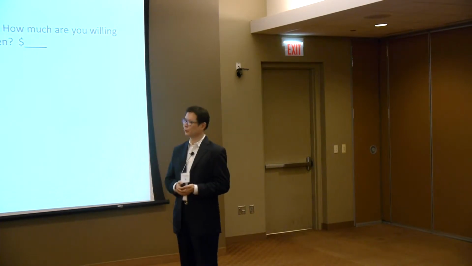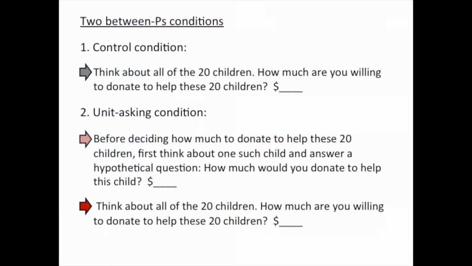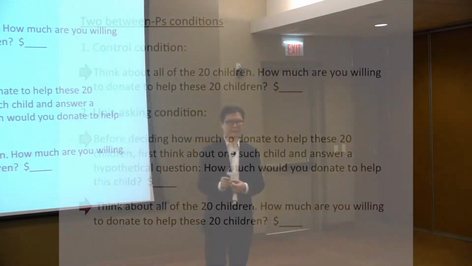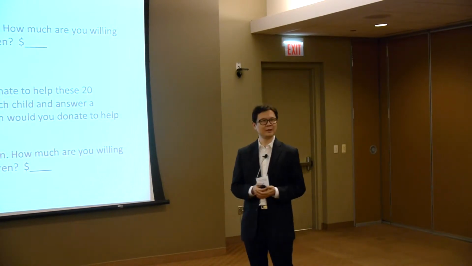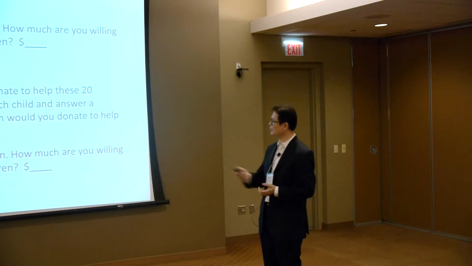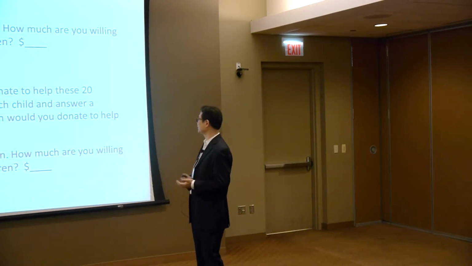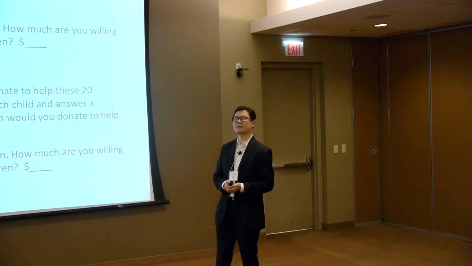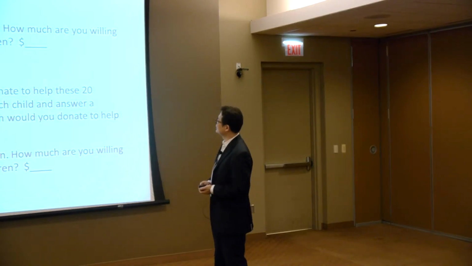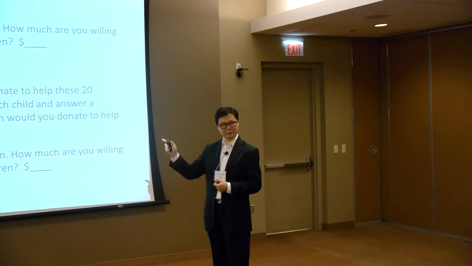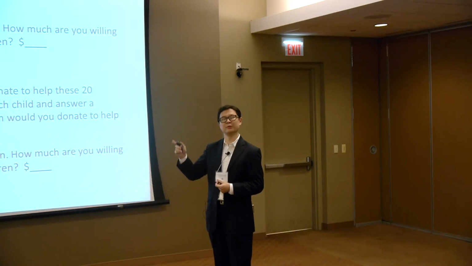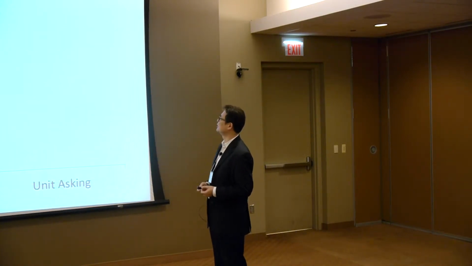Then the other condition, the treatment condition, we first ask a hypothetical question. We say, before you decide how much to donate to help these 20 children, first think about one such child and answer a hypothetical question. How much would you donate to help this one child? And after they have indicated this amount, then we ask the same question. Now think about all of those 20 children. How much are you willing to donate to help these 20 children? We told them in advance, before they answer this hypothetical question, there are 20 children who need your help. So there's no misinformation.